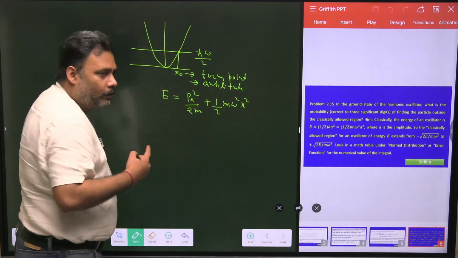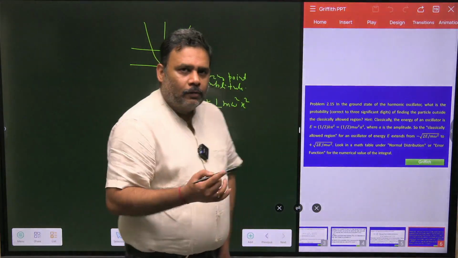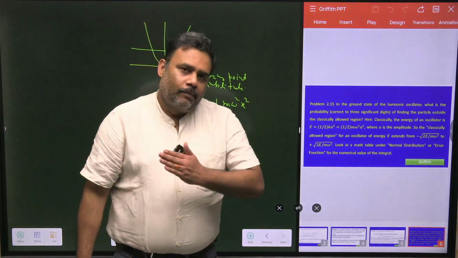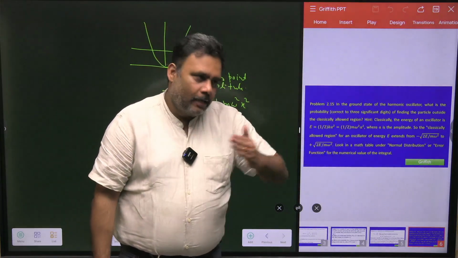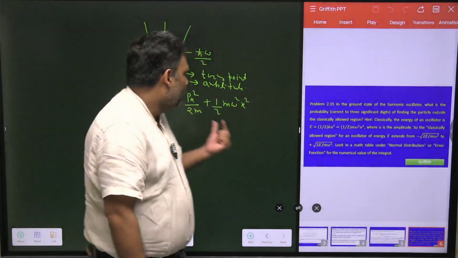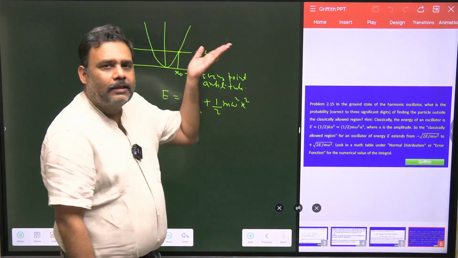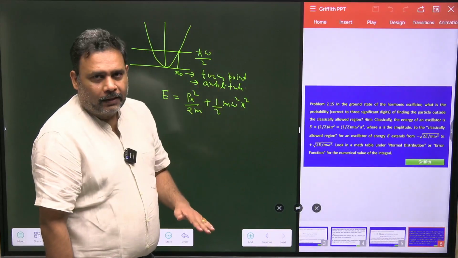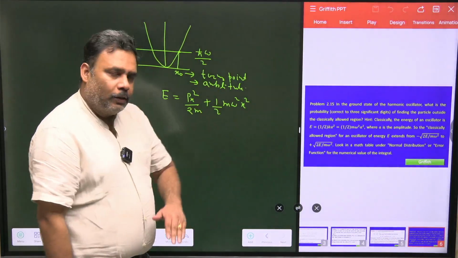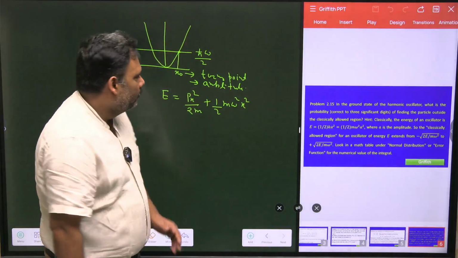So what is the beautiful part of this turning point and amplitude? Here you will find that momentum will be 0 and you have maximum displacement. Because total energy is conserved, when kinetic energy increases, the potential energy decreases, and vice versa: when potential energy increases, kinetic energy decreases.